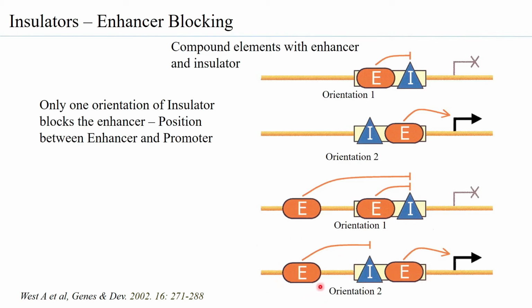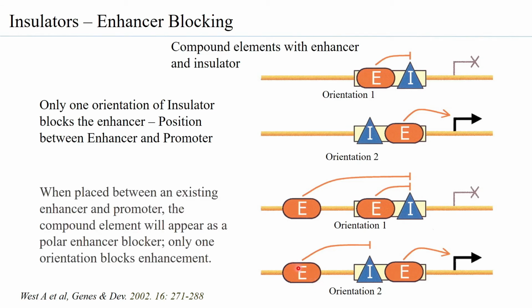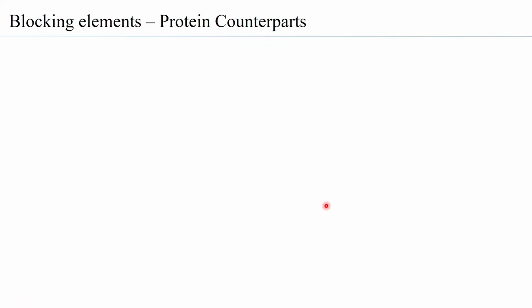So this is something that is suggestive of the fact that there is what is called polar enhancer blocking. So only one orientation of the enhancer insulator is blocking the enhancement, the other one is not. So this is again important, or this is just basically understanding how insulators are able to block enhancers.